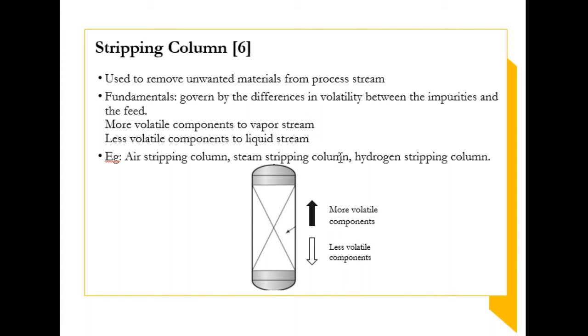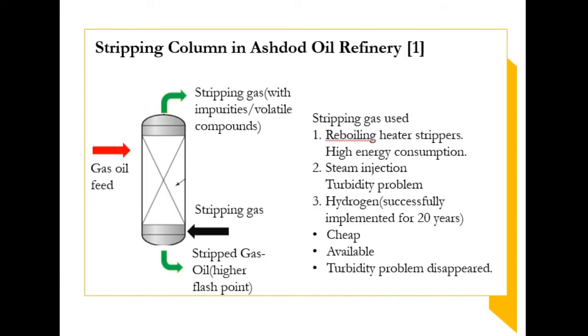There are many types of stripping gas in the industry, such as air, steam, hydrogen. In the diagram, we can see that gas oil enters as a feed and is mixed with the stripping gas. At the outlet, stripped gas is removed with the impurities and volatile components attached, while at the bottom, stripped gas oil which has more desired properties is sent to storage tanks.